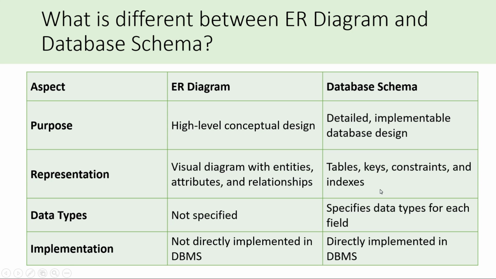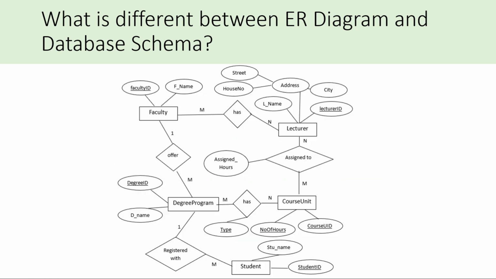Okay, let's go to see the comparison of components. In an ER diagram, you have entities which represent objects in the system like lecturer or student. These entities have attributes such as name or ID, and the relationships show how these entities interact, like a faculty has many lecturers. In a database schema, these entities become tables which hold the actual data. The attributes from the ER diagram turn into columns in these tables and keys come into play to maintain data integrity. You also have constraints like not null, unique to ensure the quality of the data.